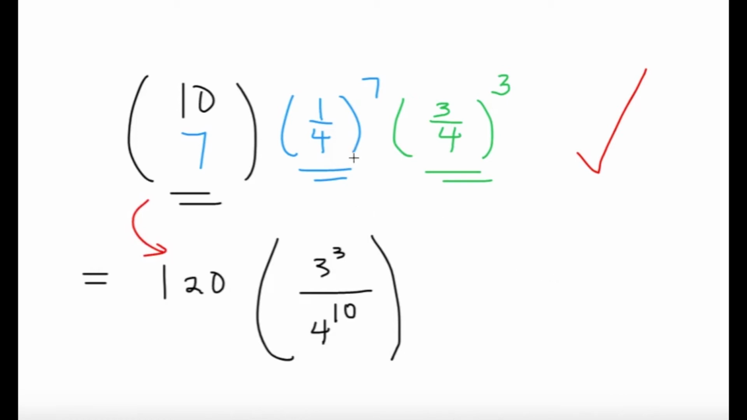And for the 1/4 raised to 7 times 3/4 cubed, we know that 1/4 raised to 7 is just 1 raised to 7 over 4 raised to 7, and 3/4 cubed is 3 cubed over 4 cubed. So in the numerator we should have 3 cubed. In the denominator, we should have 4 raised to 7 times 4 raised to 3, so that's just 4 raised to 10. So all we're left to do is just simplify this result.